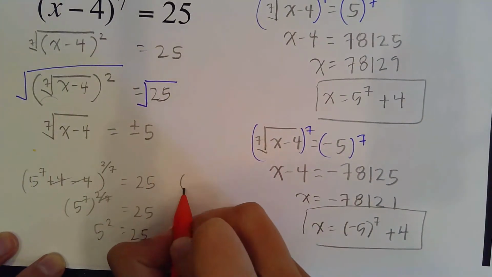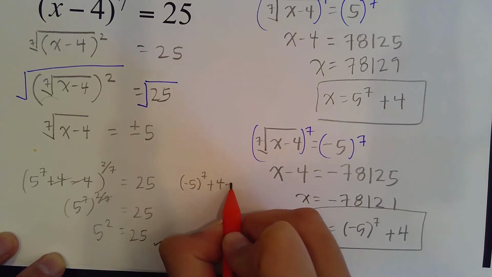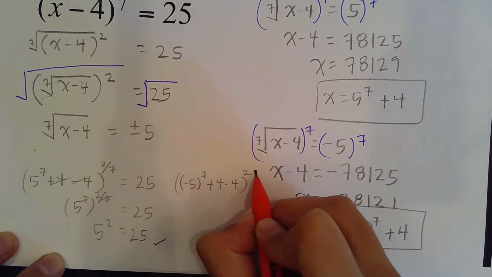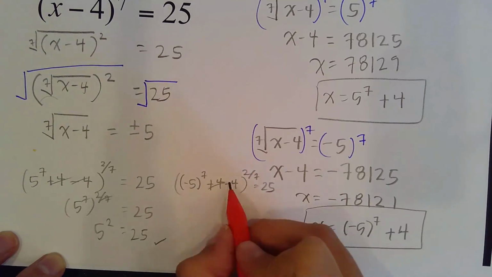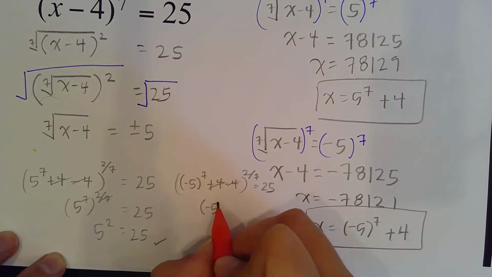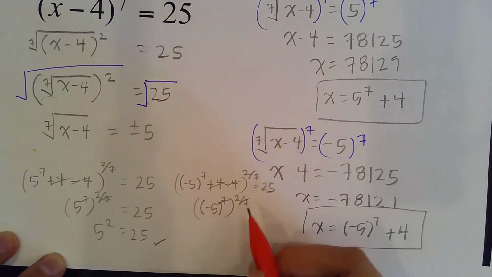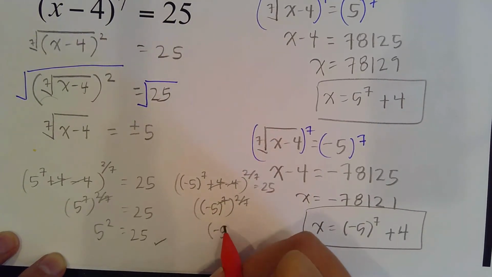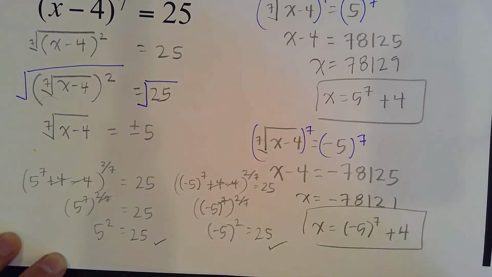Now what about this one? So negative 5 to the 7th plus 4 minus 4, all of that raised to the 2/7. Does that equal 25? So this will be a negative 5 to the 7th power. So this will be a negative 5 squared, which is 25. So both of those solutions are true.